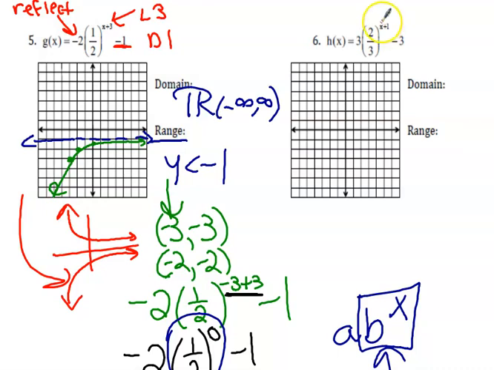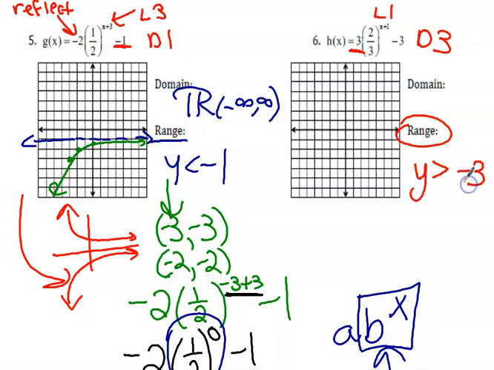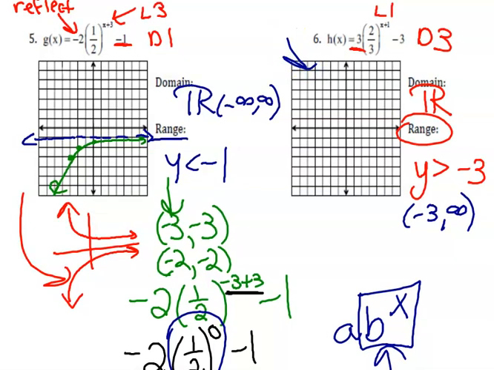Okay, number 6. Again, what does +1 mean? That means left 1. What does -3 mean? That means down 3. What does that affect? My range. It's not reflected for this one, so y is greater than -3. My domain, again, all real numbers. And then you're going to be graphing that, and you can have -3 to infinity. We don't have any of these examples, but just make sure you graph this one. I just wanted to let you know how this would affect end behavior.